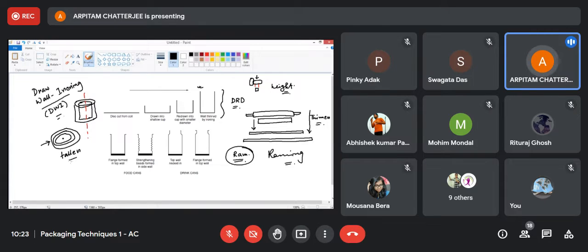Okay. And here they have given, in case of a food can, you may have the beads. Okay, these are called beads. In case of a food can, you will see that in the body you have some formation like this, which basically gives a better holding and a better stability to the user. So this is called beads.